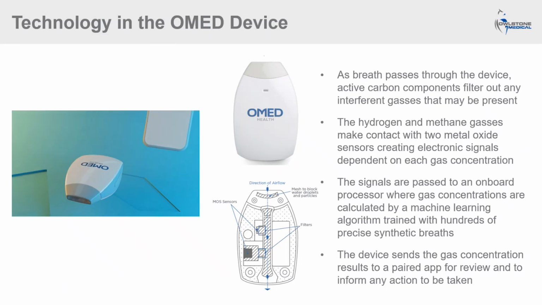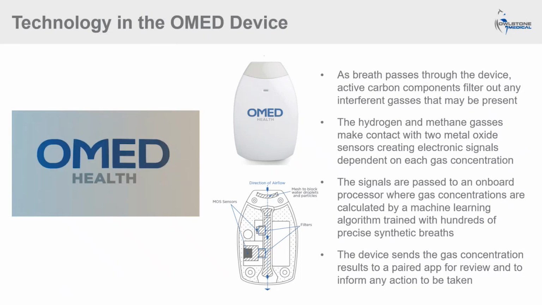Basically, what happens is breath passes through this device. It passes active carbon components, which filter out some of the interferent gases that might be present, might make it challenging to actually analyze the sample. So that cleaned up air then gets passed to 2 metal oxide sensors. And the passing of those gases past those metal oxide sensors essentially creates an electronic signal, which is dependent and proportional to each gas concentration.